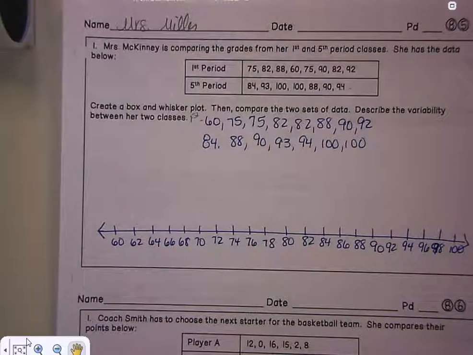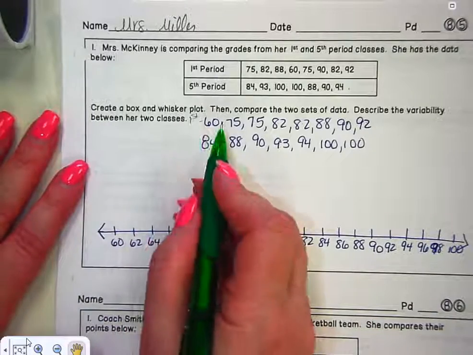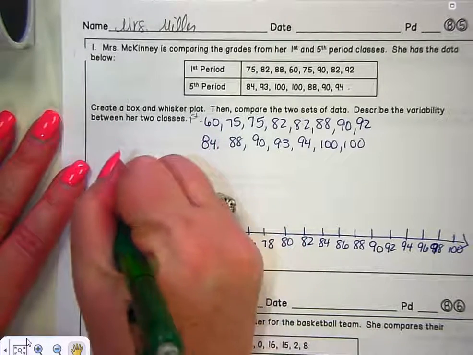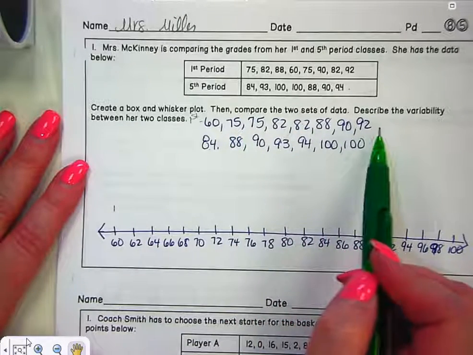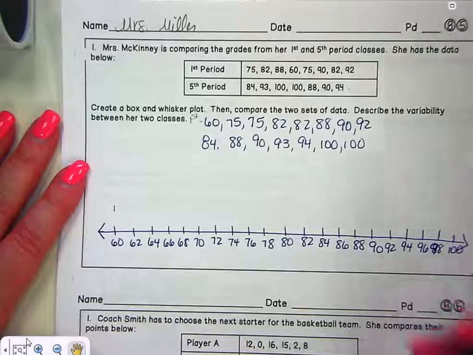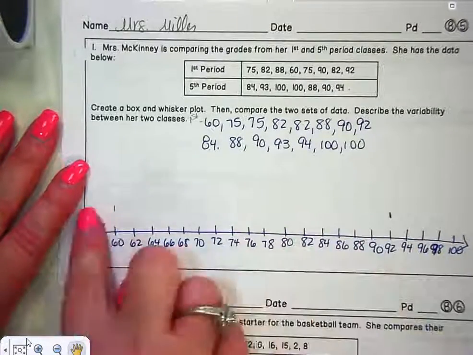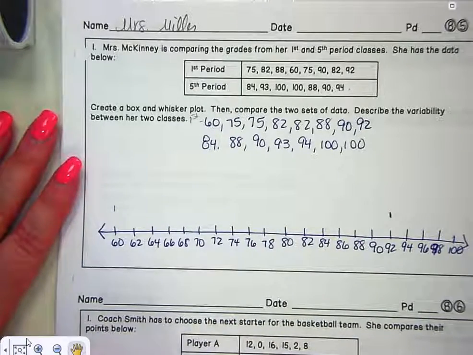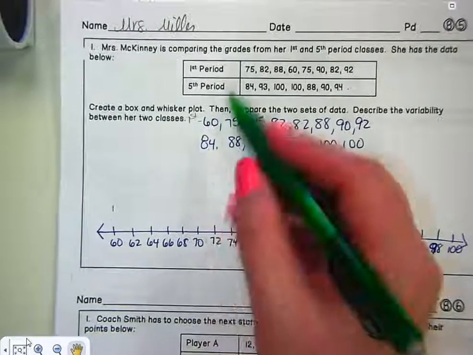We're going to create our whiskers for this first block class. So our lowest value is 60. And the upper extreme, or the highest grade for that class, was a 92. So they seem to stretch pretty far, these grades. Now what? We need to find the what? The median. Find the middle.